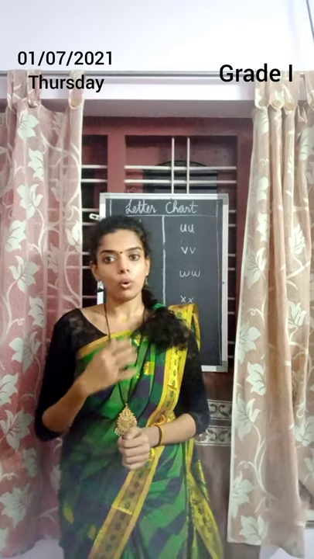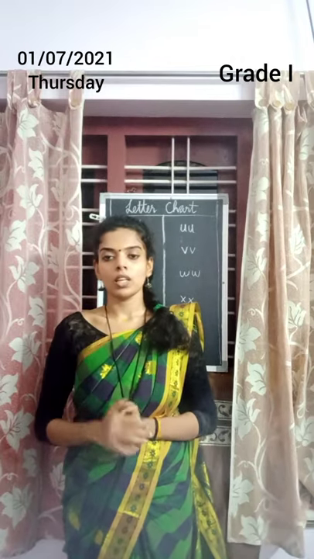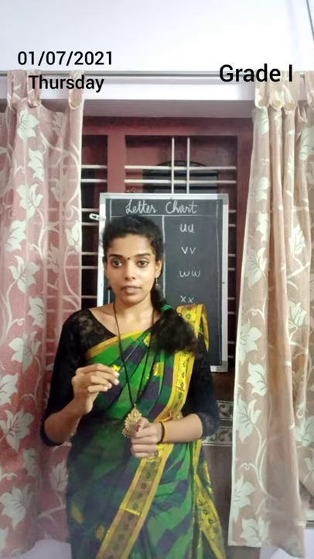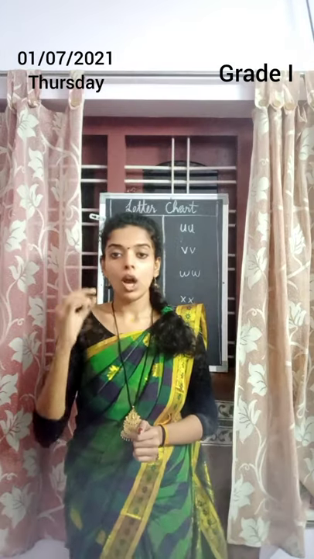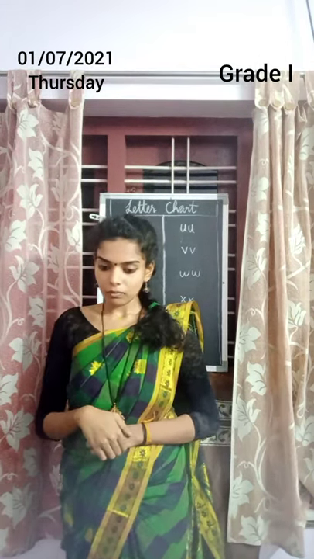Okay. So the next one is O. The sound of O is O. Examples: octopus, orange, olive, on. Okay, the sound of O is O.